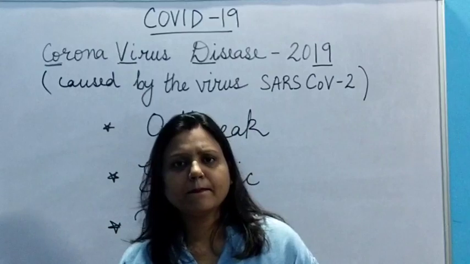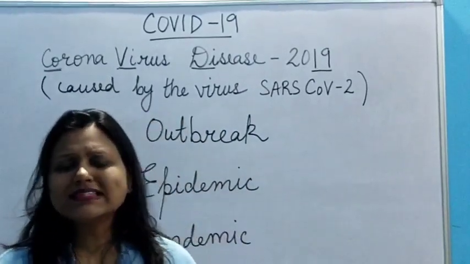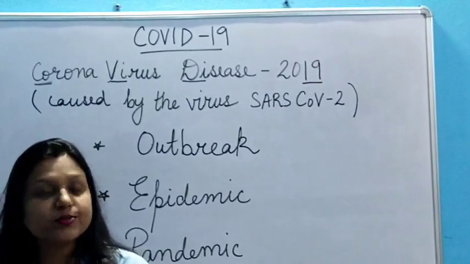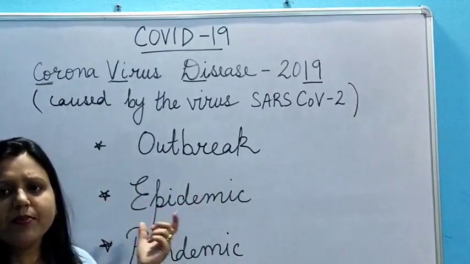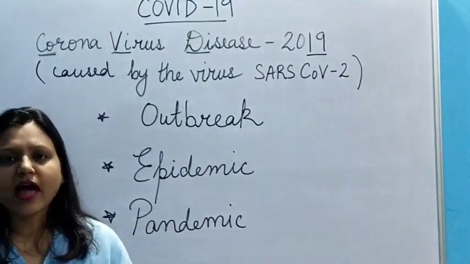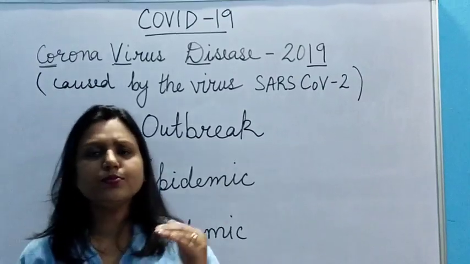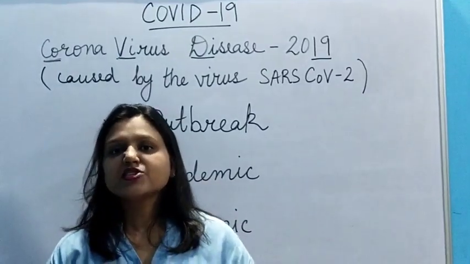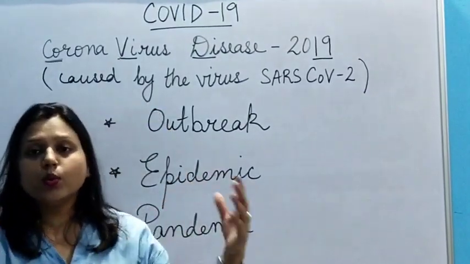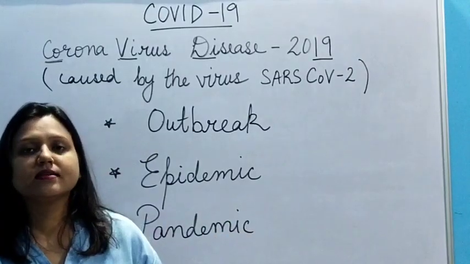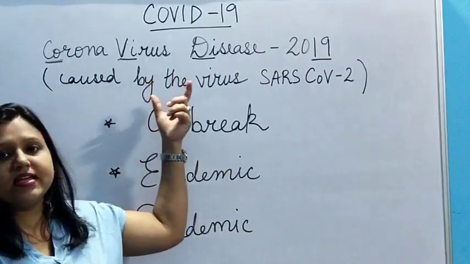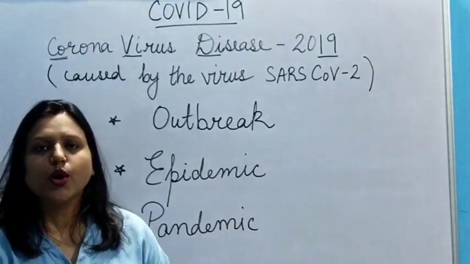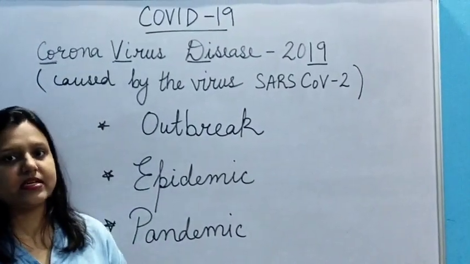A sudden, when we say a sudden occurrence of something which is not welcomed, that is termed as outbreak. Epidemic is something which you can call a rapid spread of disease in a certain population or region. And when that disease spreads globally or worldwide, that is known as pandemic. This COVID-19 was declared a pandemic by the World Health Organization on March 11, 2020.